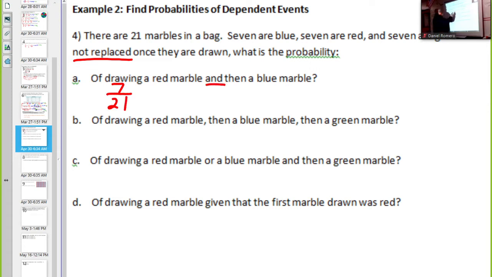Times, because it's and times. I'm going to start using the X, because for some reason probability uses an X a lot for multiplication. See, you can't pick a red and a blue if you haven't already picked the red. So we have to assume the first event did occur, and now when we move on to the second event with the blue, how many blues would there be? There would still be 7 blues if the first one occurred, but how many total would there be if I didn't put it back? There would only be 20.